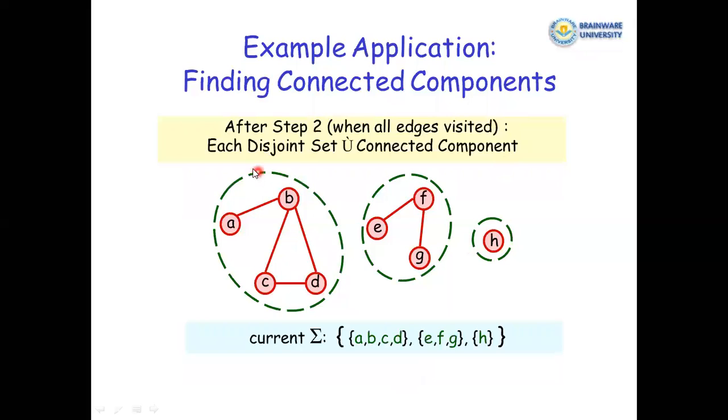After visiting all the vertices and all the edges, this is the final result, and you can see we find three different components of the given set, that is the universe U.